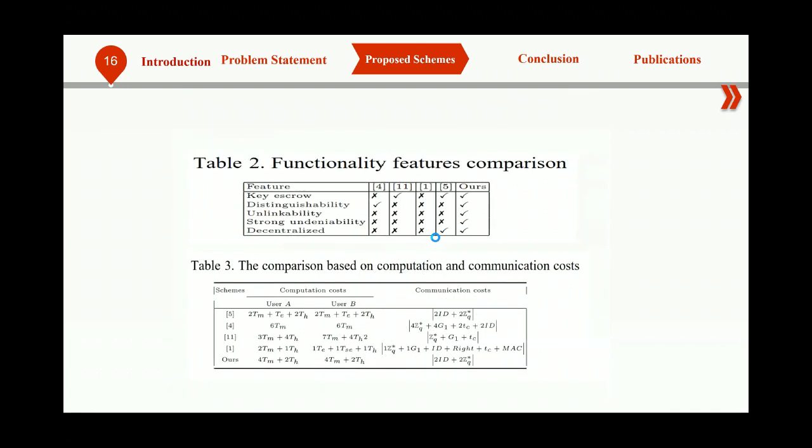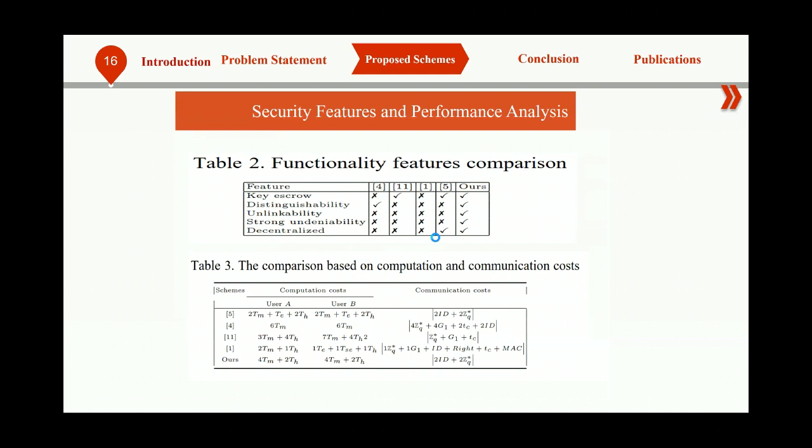So we have designed an AKA protocol that is going to provide the following security functionality. It provides key escrow because the KGC creates half of the key. There's also distinguishability between whom is sending the data, and linkability because you cannot trust the source of the information. There's also strong undeniability as a security feature. Also, it provides decentralization because we have used the blockchain model.